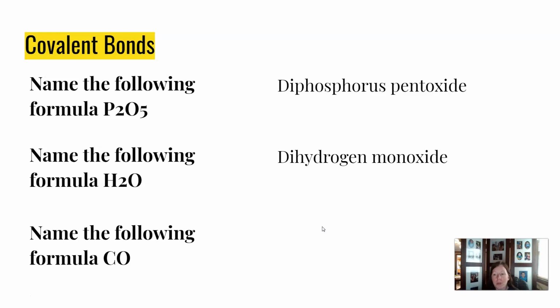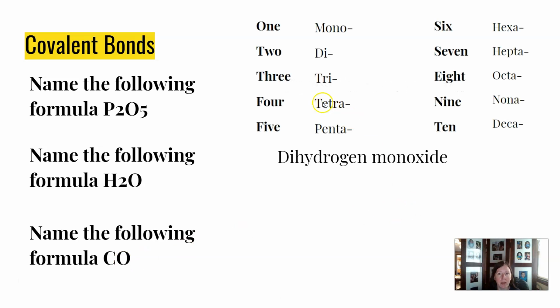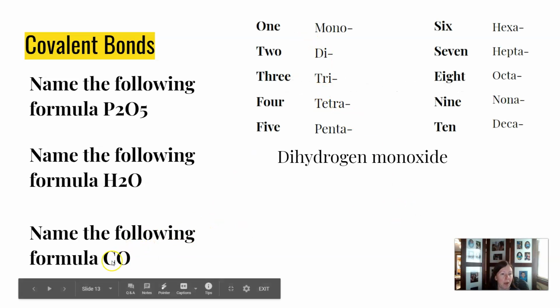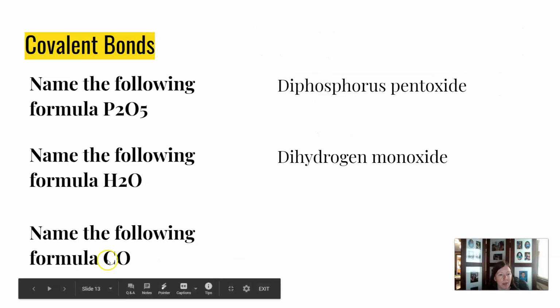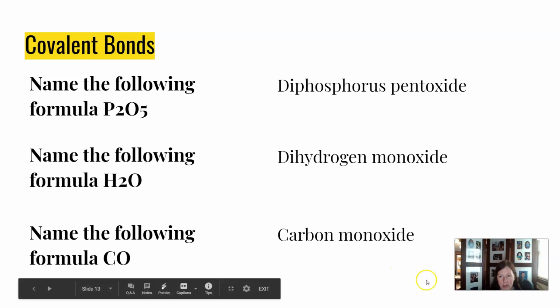Okay, we will try one more. Name the following formula, CO. Okay, so looking at our little cheat sheet, we have 1 atom of carbon, 1 of oxygen. That means mono. Okay, but don't forget that we never apply mono to the first element. So in this case, we would name it carbon and then monoxide. And we're all familiar with this compound. We probably heard about this in the news or other science classes.